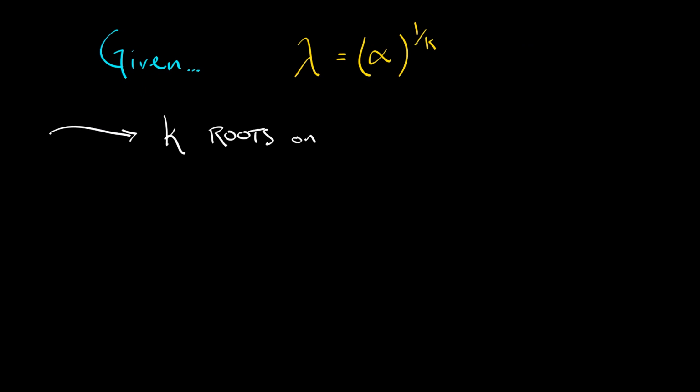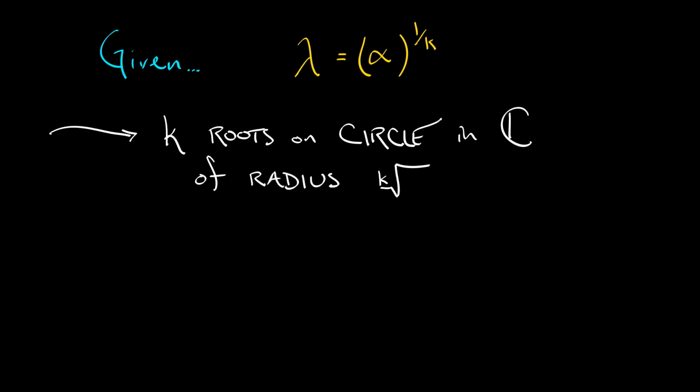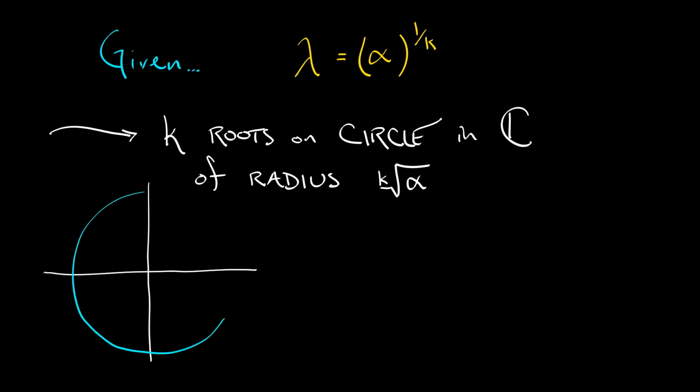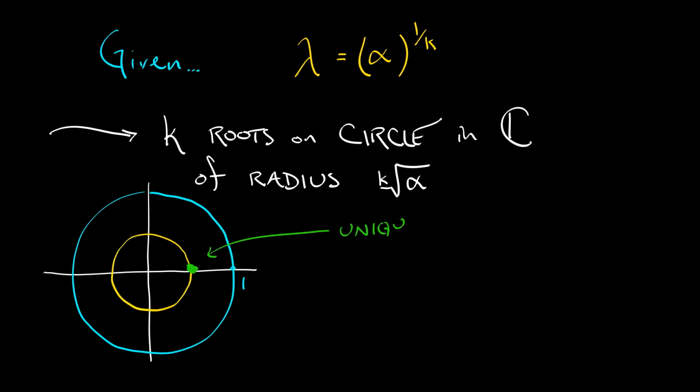Okay, so where were we? Given that lambda is the kth root of alpha, where alpha is this real number between 0 and 1, then this really means that we have k eigenvalues, k roots on a circle in the complex plane of radius the kth root of alpha, where by that I mean the unique, positive, real root along the real axis. All the other eigenvalues are going to be arranged on a circle of that radius.